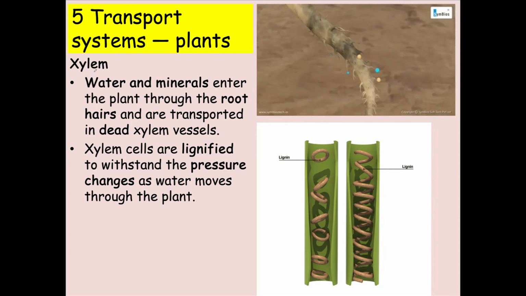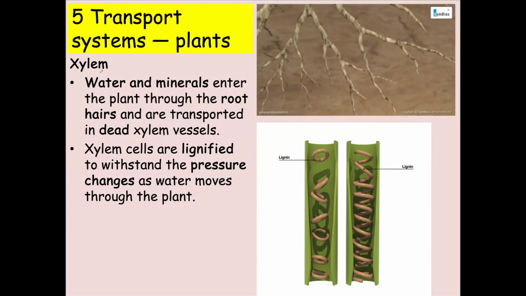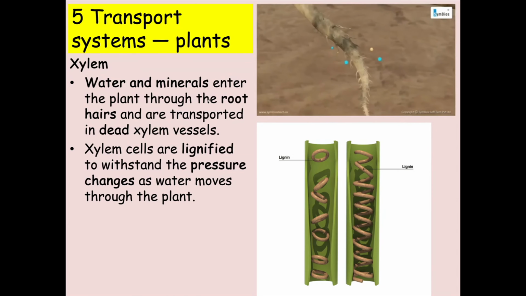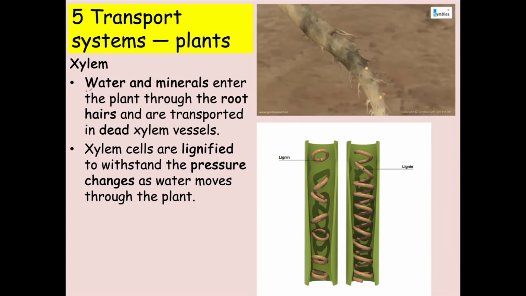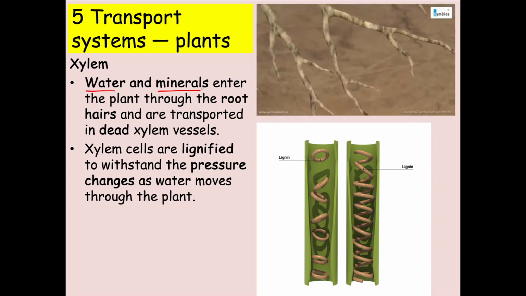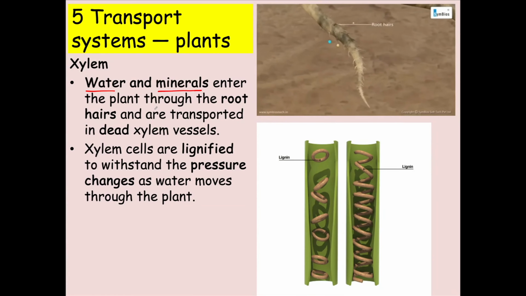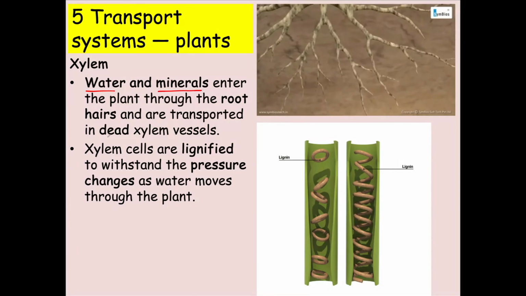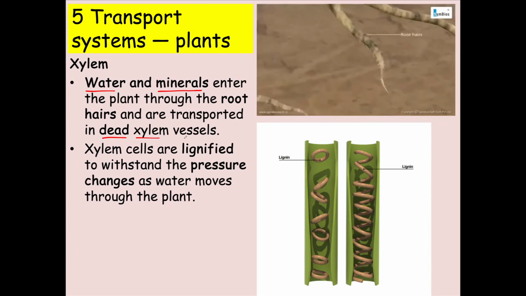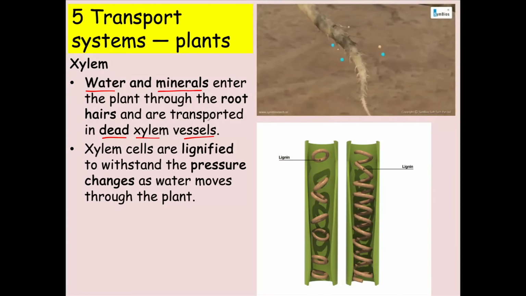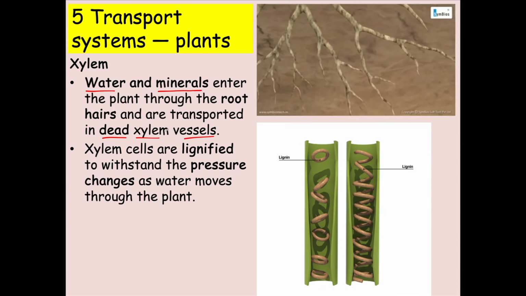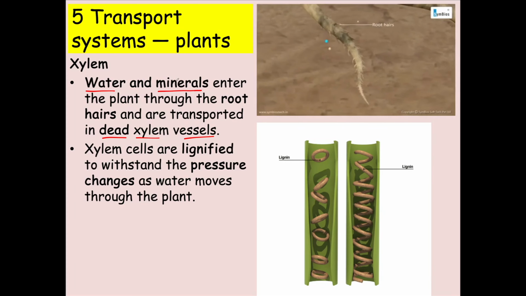So the xylem is, we're moving on to the stem now, by the way, the stem of the plant. And the xylem is one of the vessels that are found in the stem of the plant that transports water and minerals. Okay, so when water and minerals enter the plant through the root hairs, they then get transported in these dead xylem vessels. Okay, they are transported through the plant in dead xylem vessels. You have to remember that. What gets transported? Water and minerals.